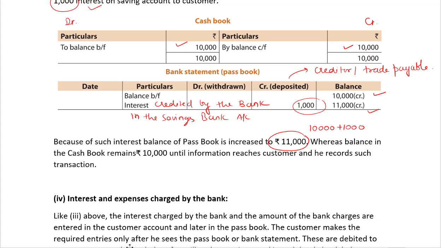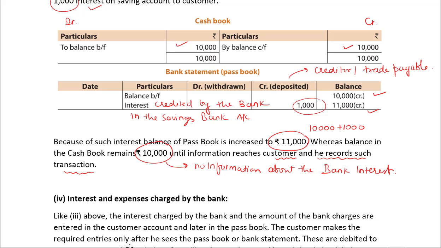Whereas the balance in the cash book remains 10,000 only because there is no information about the bank interest. Until this information reaches the customer, he does not record such a transaction.